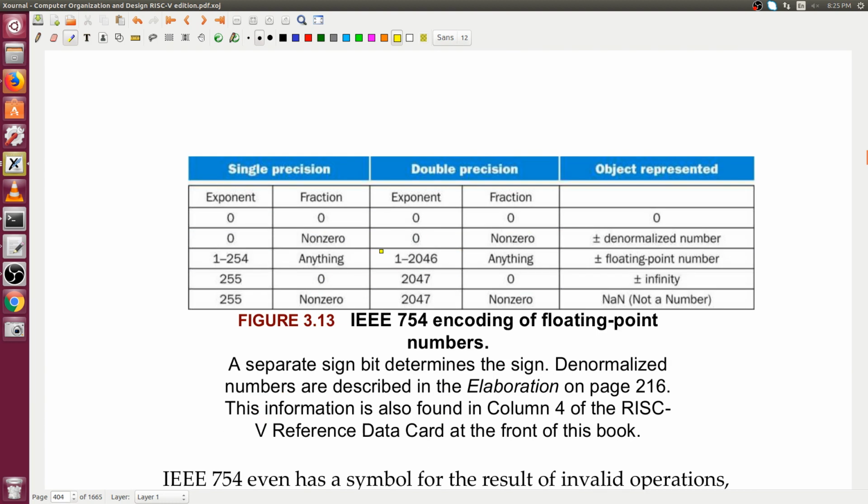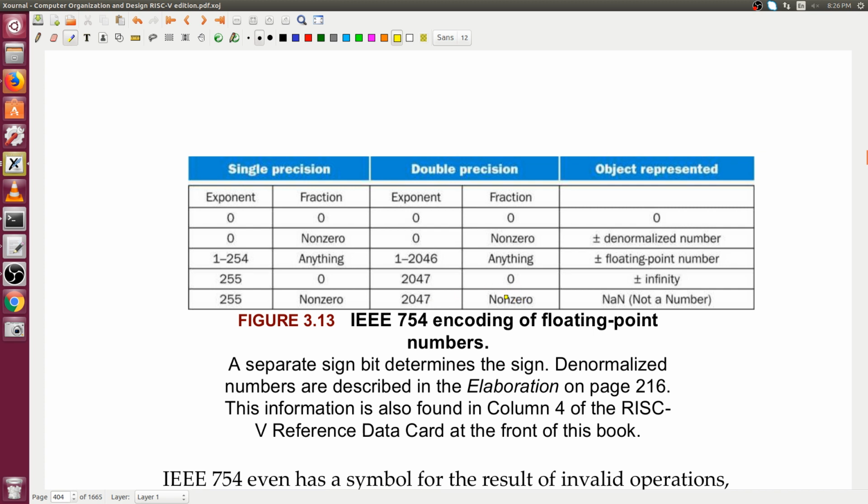Okay, here we go. Here's how we represent numbers that are special cases. Not a number: we're going to have an exponent that's maxed out, 255. The fractional portion can be anything, we don't care. Or in double precision, it can be 2047, which is the maximum for double precision.